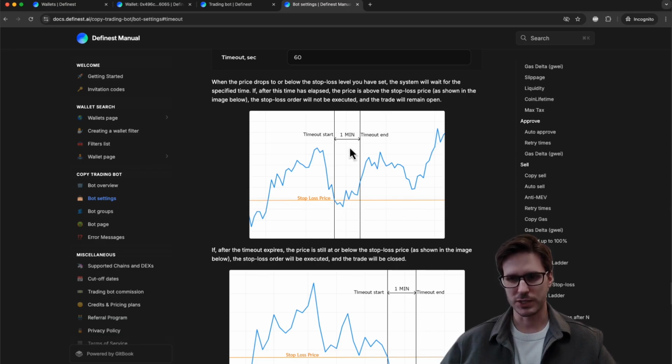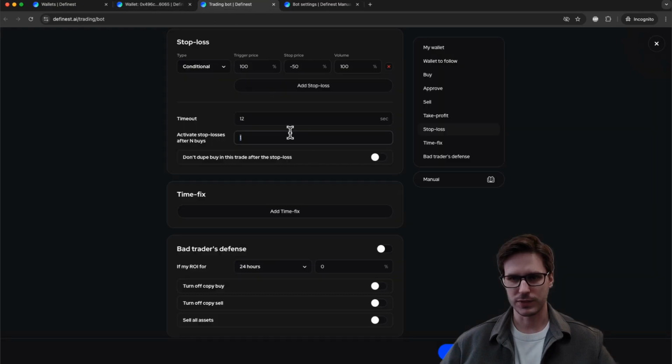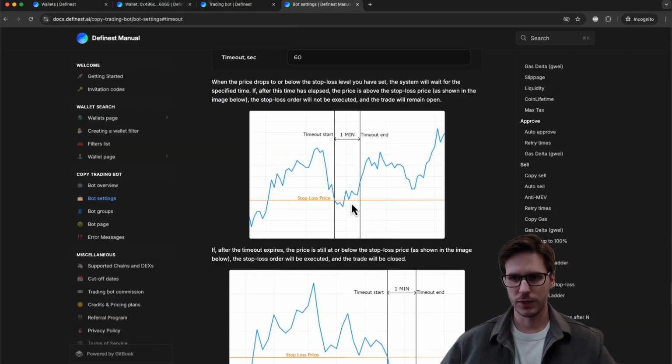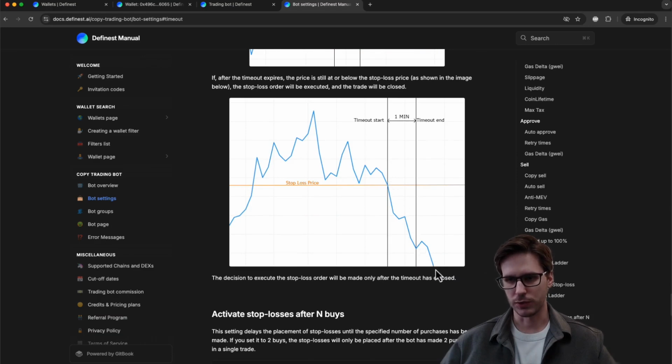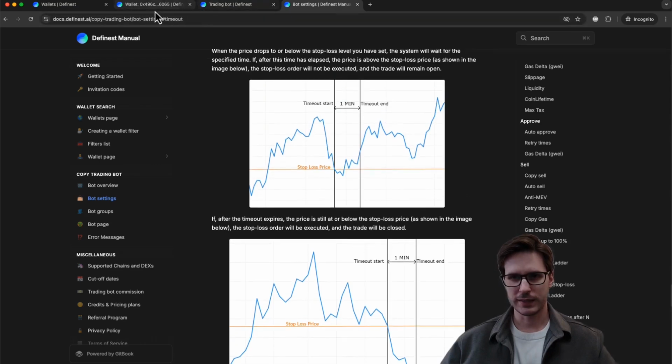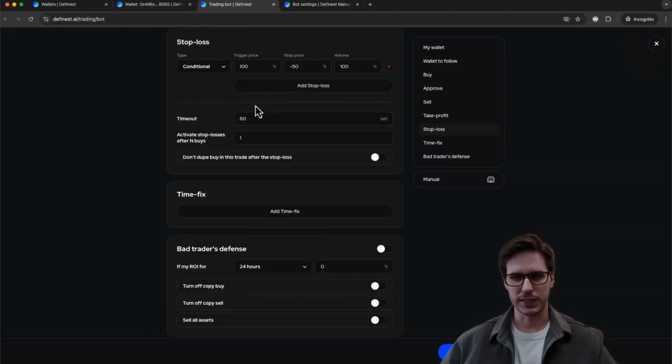To avoid this, you need to set, for example, 1 minute, right? 1 minute, so here we set 60 seconds. In this case, the stop loss won't activate immediately. It waits for 60 seconds. If after 60 seconds the price is above the stop loss, it won't trigger. But if after 60 seconds the price is below the stop loss, it will activate. This is a very useful setting that helps protect you from sudden sharp drops. Again, none of the competing bots have this, and it is very difficult to live without it.